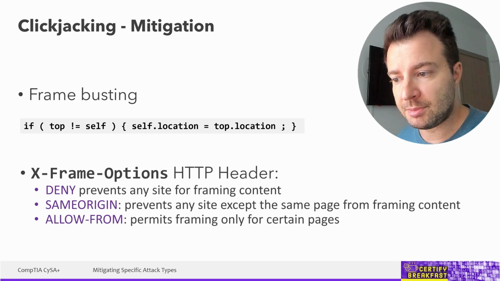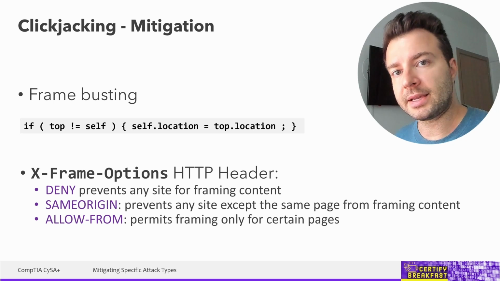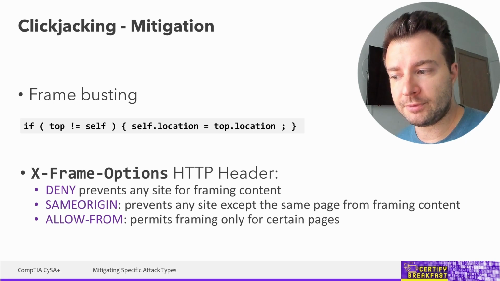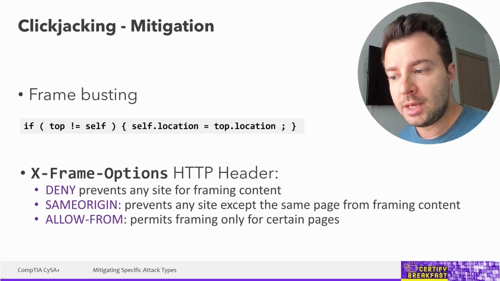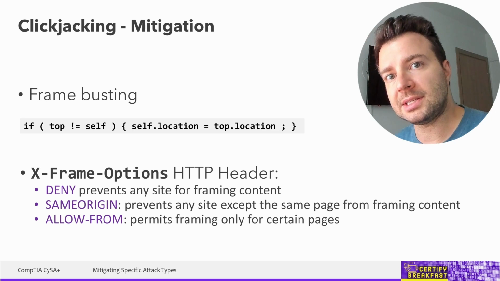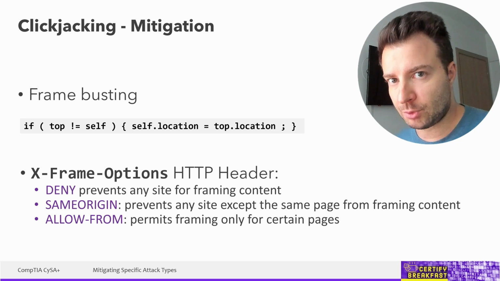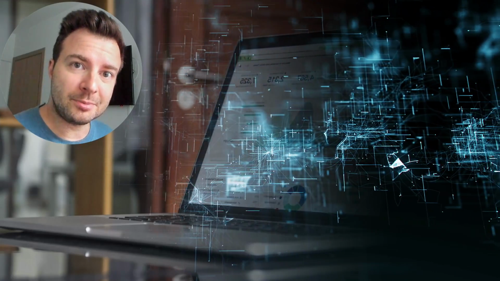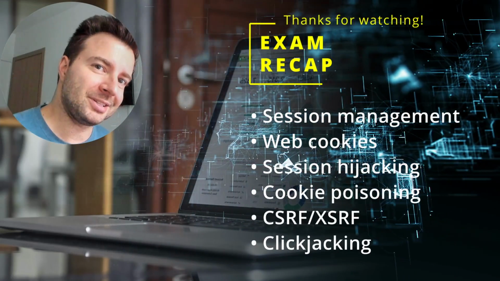Now, other measures can be set up using HTTP headers like X-Frame-Options, which can have any of the following parameters like deny, same origin, or allow-from, which dictate if and what kind of framed content is accepted on that specific web page. All right, so we're pretty much done with the web application attacks.